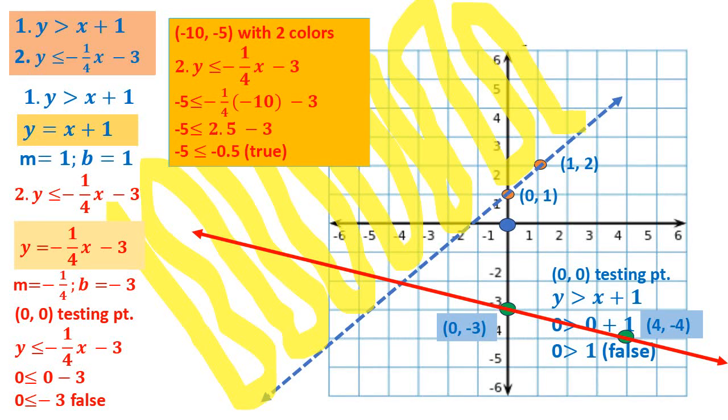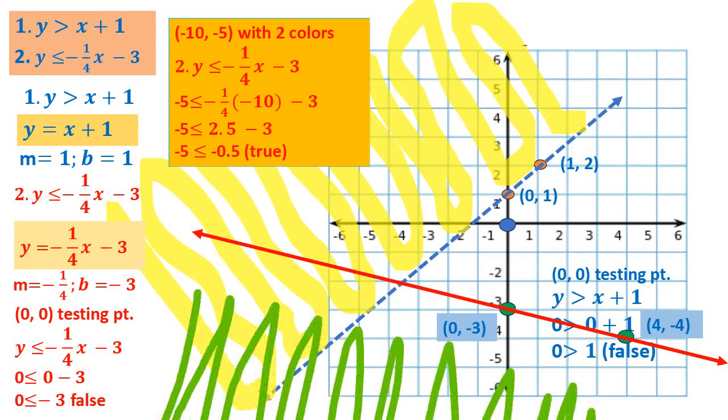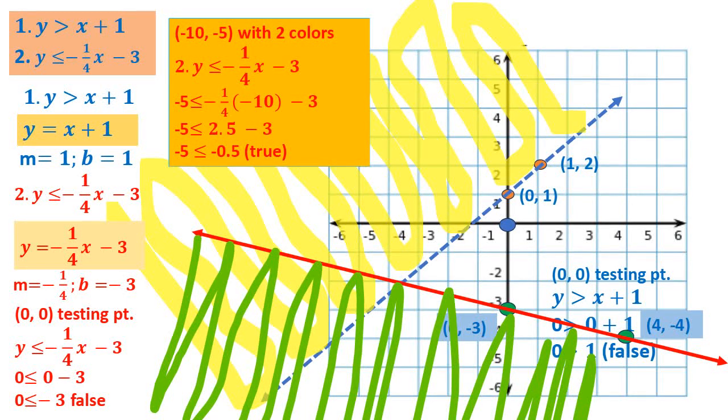Okay, so the (0, 0) as our testing point for inequality number 2 will give us the final statement 0 less than or equal to negative 3. And of course, it's false because 0 is always greater than any negative number. So again, the testing point (0, 0) is false, and it is on the upper part of that red line. So therefore, the upper region is not the solution set, but the lower region.